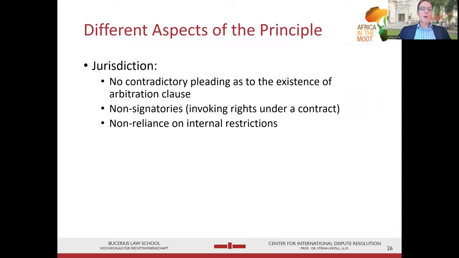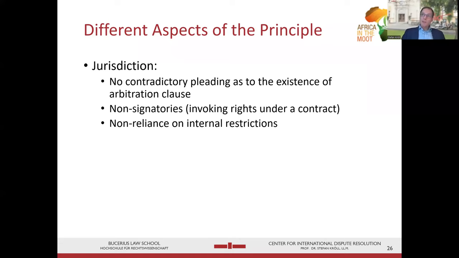And when you look at the practice, the principle concerns questions of jurisdiction. So you have cases where they say contradictory pleadings as to the existence of an arbitration clause are not possible. If you have invoked an arbitration agreement in state court proceedings brought against you, you cannot then turn around when the other party brings arbitration proceedings and contest the existence of an arbitration agreement. You have that very often in the discussion concerning non-signatories. If the non-signatories invoke a right under a contract, there is a presumption that they are not only bound by the substantive provisions of the contract, but also by the arbitration agreement contained in the contract.